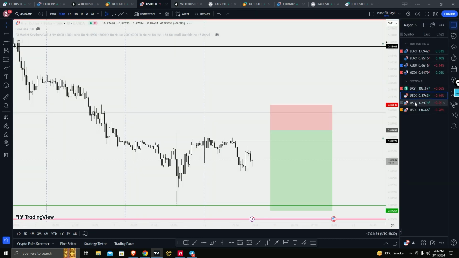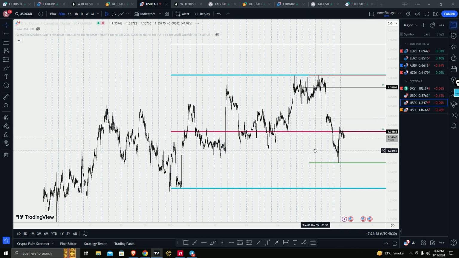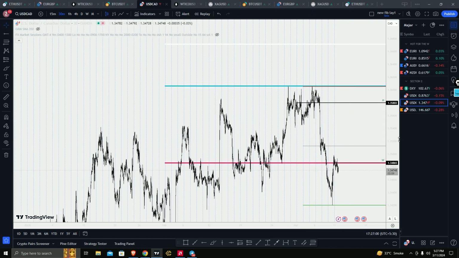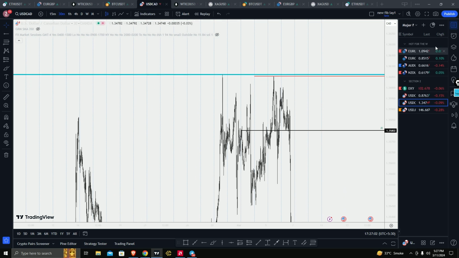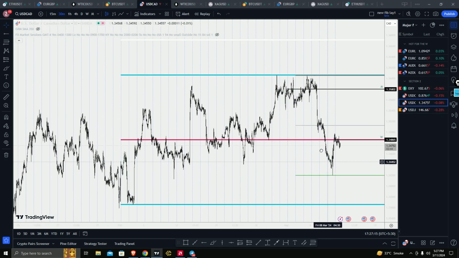Don't care about the dollar. USD CHF, we just discussed. CAD is very interesting to me. And why is that? So you can see that CAD, this is the last month's high, right? Open of the month, CAD attempts to take out the last month's high, fails by a very thin margin, but fails, and immediately heads towards the low of the month.